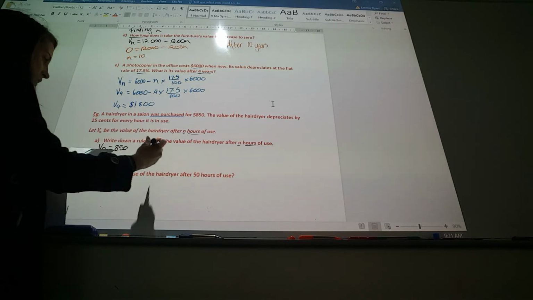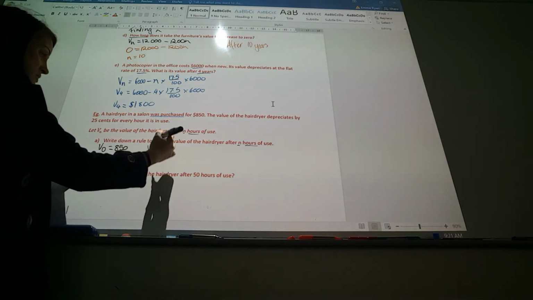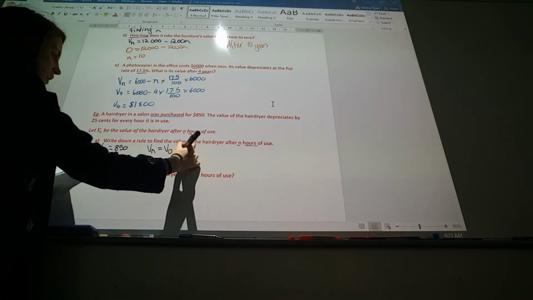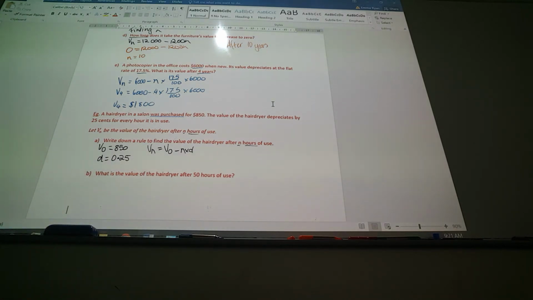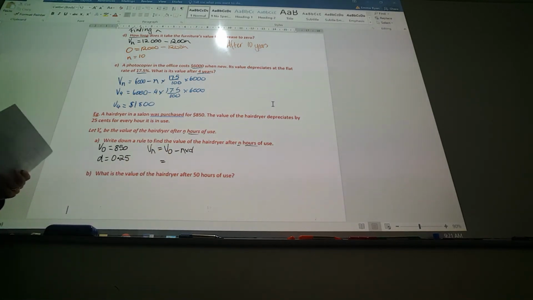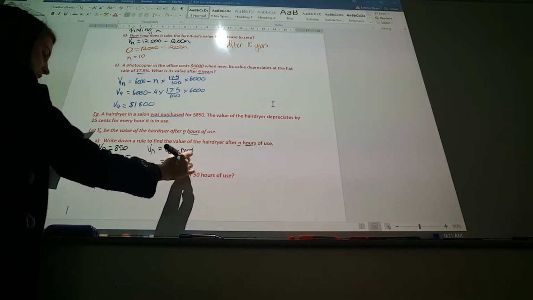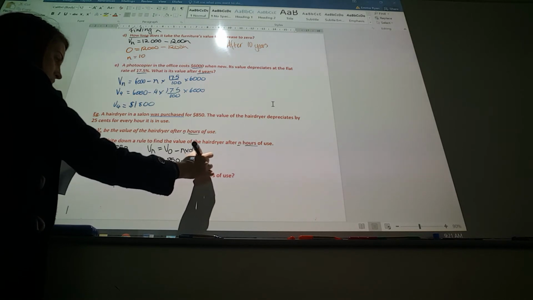Okay, so then our rule. We're going down because it's depreciating, and we've got a value it's going down by. So we're using this rule. Is that because you don't have a rate? Yes. So our V0 is 850, take away our n times 0.25.